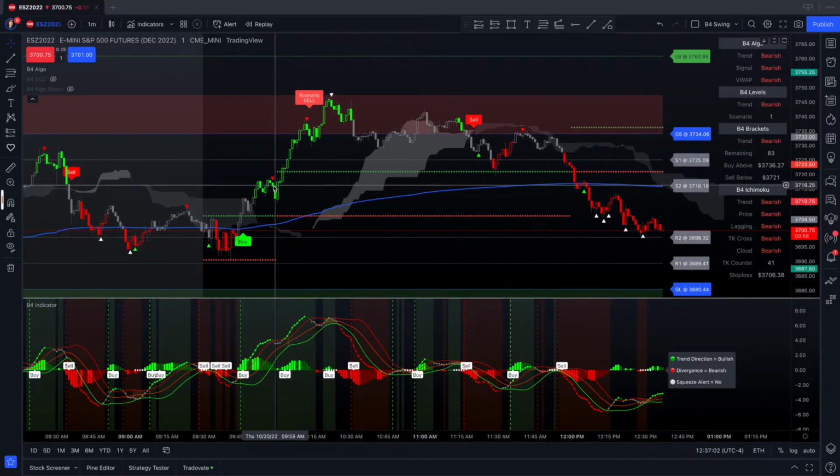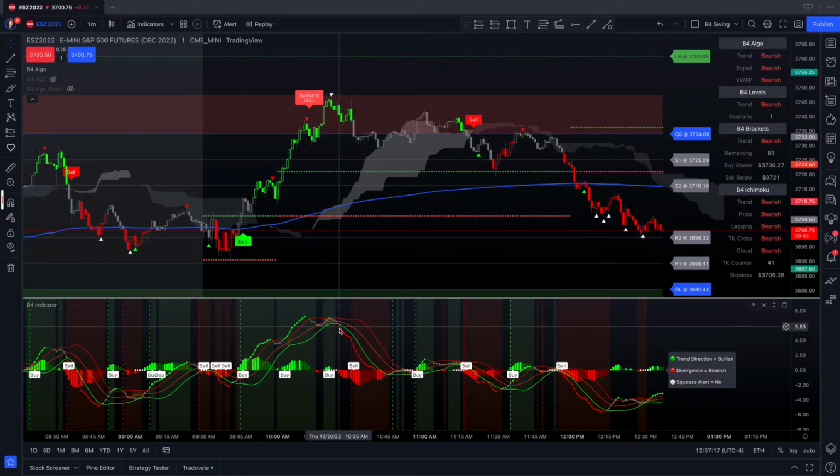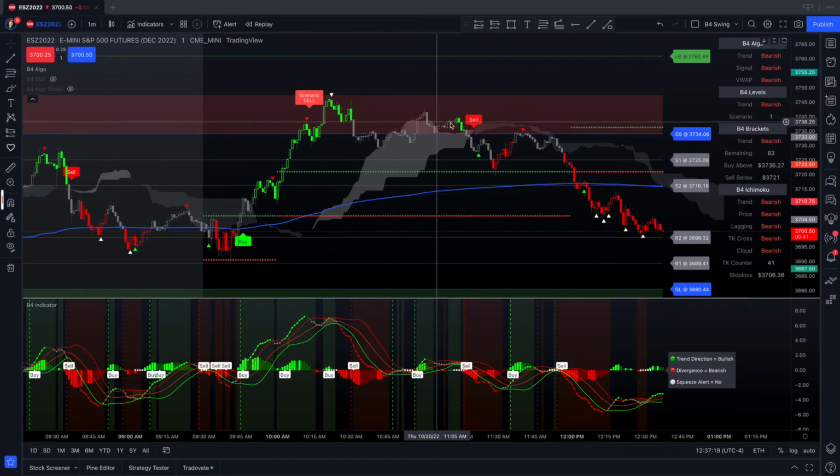Now our actual arrows here, there are completely different formula from what we have here, and they totally agreed. Everything is non-repainting with our system. Right here we lost momentum with the B4. It reflected that in the price action.